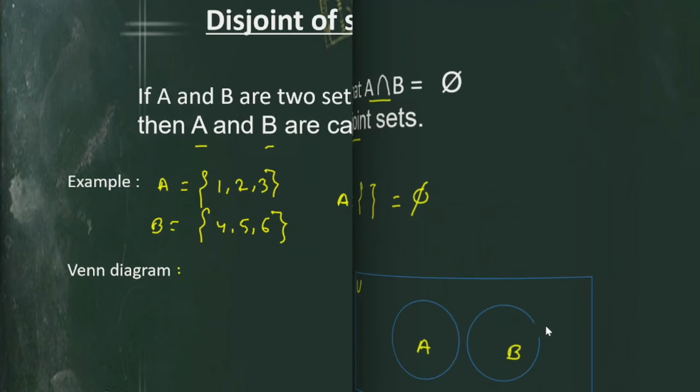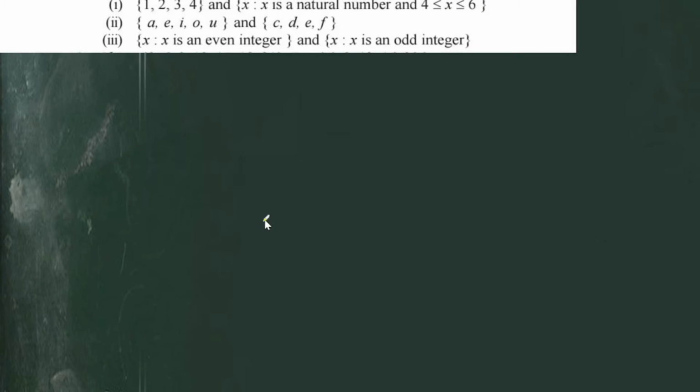Now we'll solve some sums based on this disjoint sets concept. So question number 8, NCERT example 1.4 we are discussing here. Number 1: A is 1, 2, 3, 4 and B is the set of x such that x is a natural number and 4 ≤ x ≤ 6.